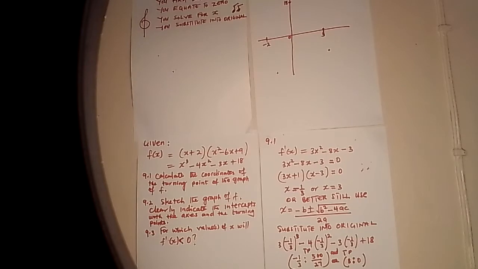Okay. So now if you are going to calculate your x-intercept, since they already factorized this question for you from the beginning, you just put 0 in place of f(x).